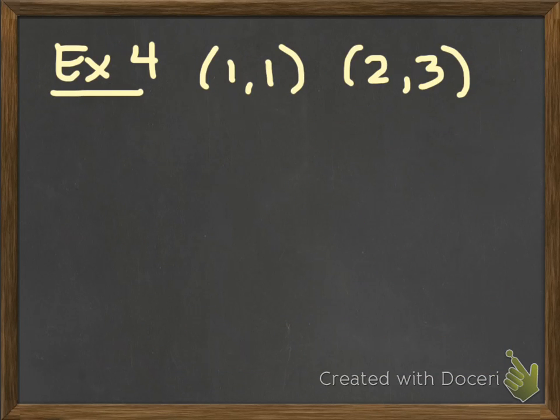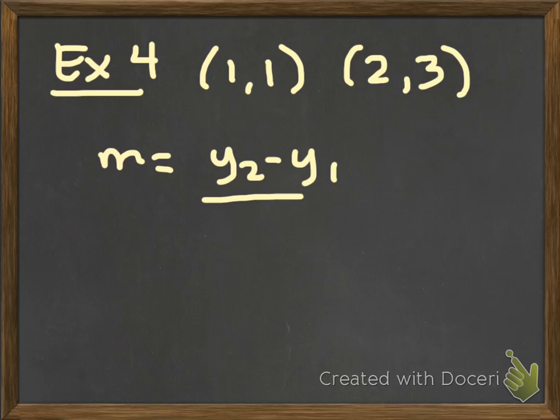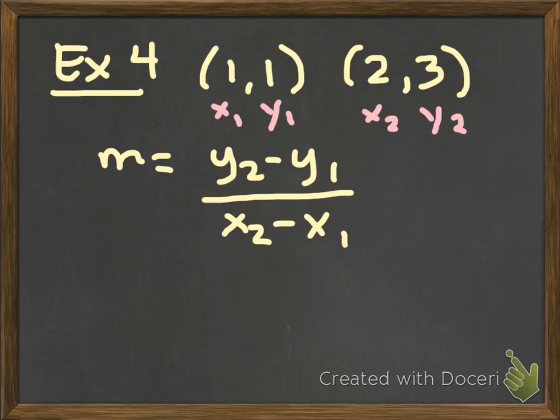In example 4, they give you 2 points, but they don't give you the slope. But because you have 2 points, you can find the slope of the line that has those 2 points. The formula for finding slope is m equals y2 minus y1 over x2 minus x1. So let's label our points. That's the first point, so x1, y1. (2, 3) is the second point, so x2, y2. Then we plug it into the formula.